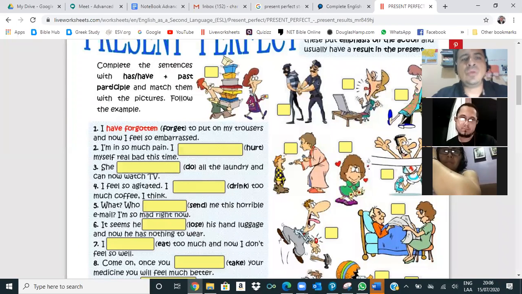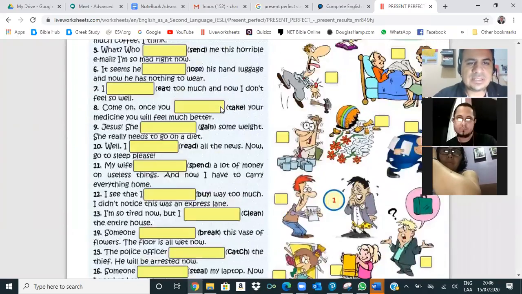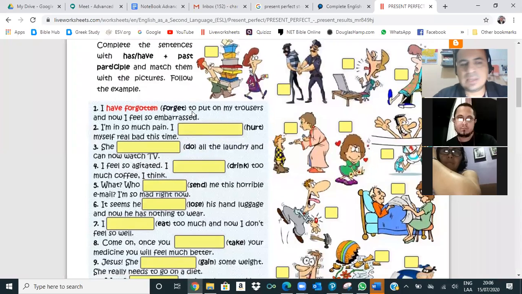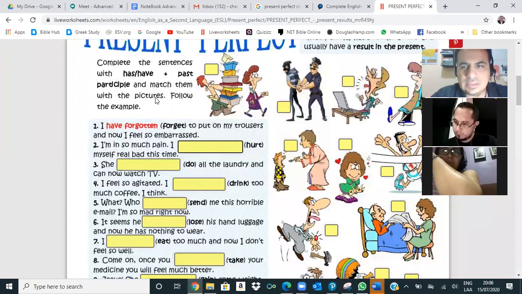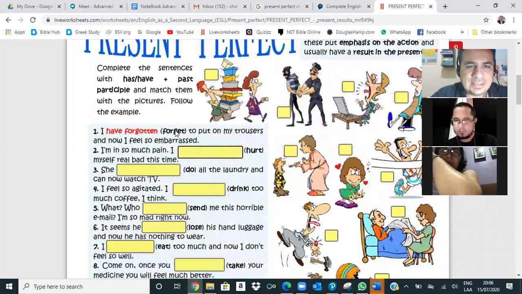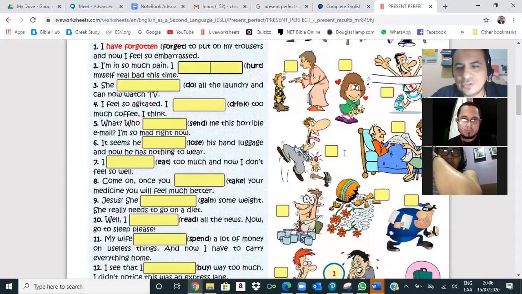Es bastante largo este ejercicio, okay? So, practiquemos hasta como las 8:30. Okay, this is what you have to do. You have to complete the sentence, okay? En algunos casos vamos a ir, o tal vez ustedes me pueden ayudar buscando el past participle, en algunos casos, okay? Then, I have to put a number. For example, number one, it says, I have forgotten to put on my trousers. What is trousers? Pants. And now I feel so embarrassed, okay? So we have to look for that picture.